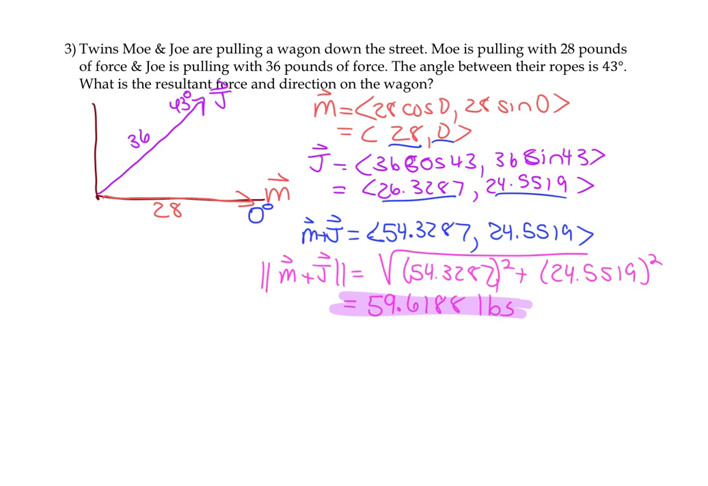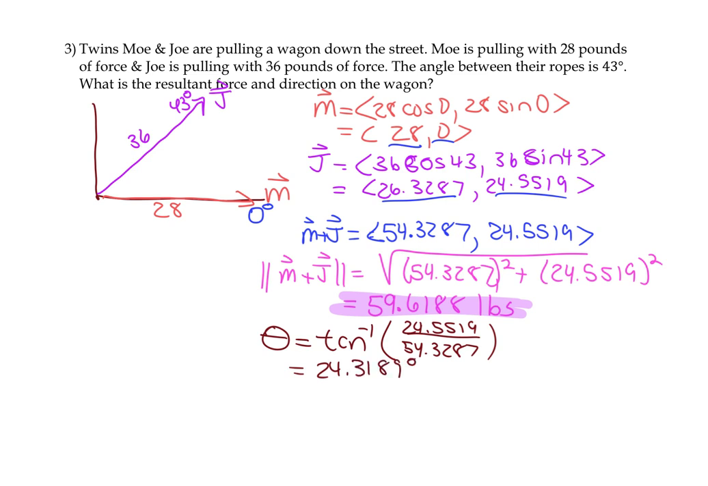Now we're going to go find the direction. So theta is equal to the arctan of 24.5519 over 54.3287. This angle is at 24.3189 degrees. Now this is the space in between. So from Mo, this is how much with the direction from Mo.